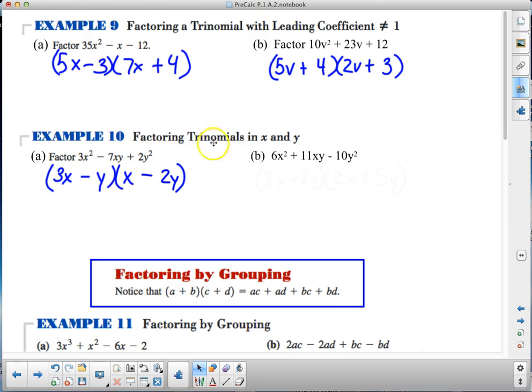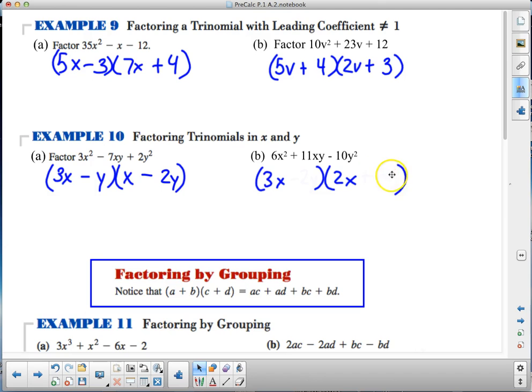Same idea here in example 10: 6x squared plus 11xy minus 10y squared. I've got a 3x and a 2x and a 5y and a 2y maybe. Let's check those out and see what's going on. And remember, it could have been 6x and x. I'm just going for the middle as a guess right now, just to get these things going.